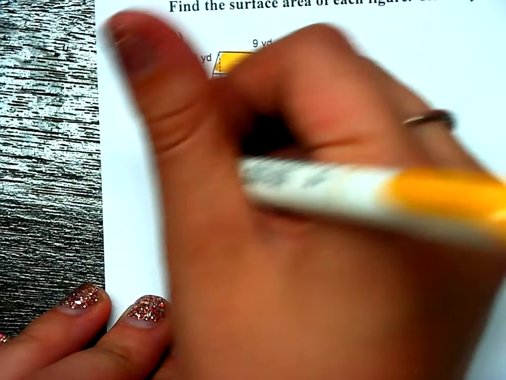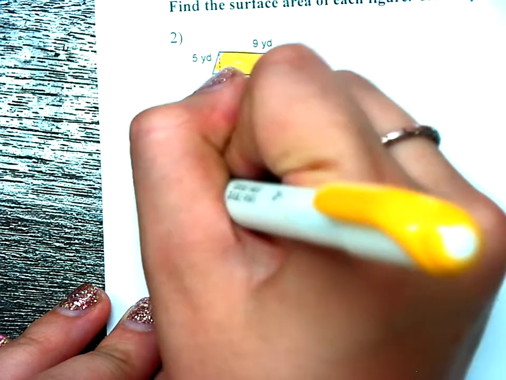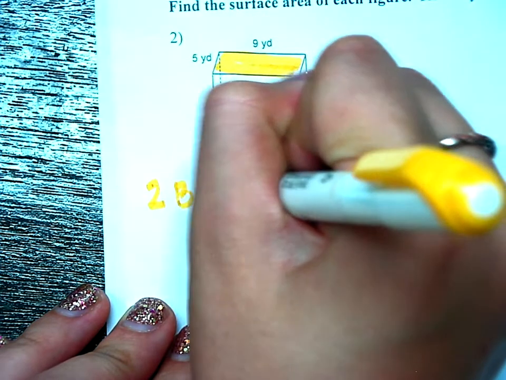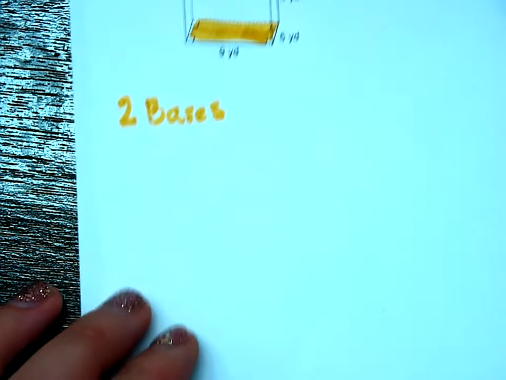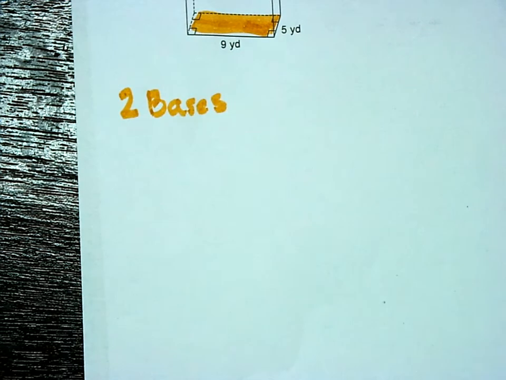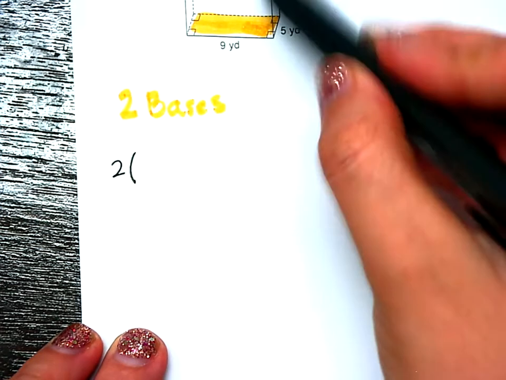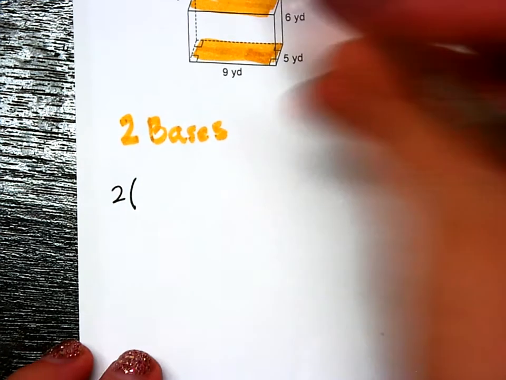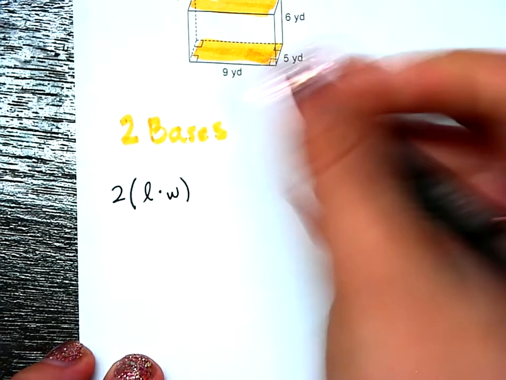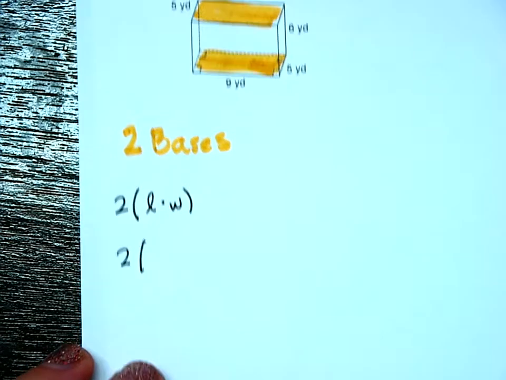So we've got our base, we've got 2 bases, right? And let's find the value of that below. Okay, so we've got 2 times, and then our bases are rectangles, so that means we're using length times width. So underneath it, I'm going to write what those 2 values are.